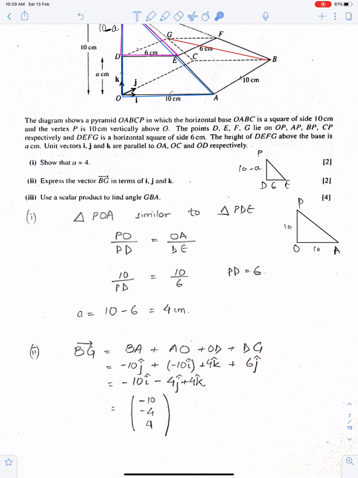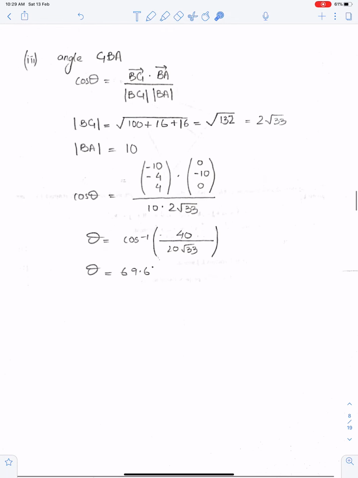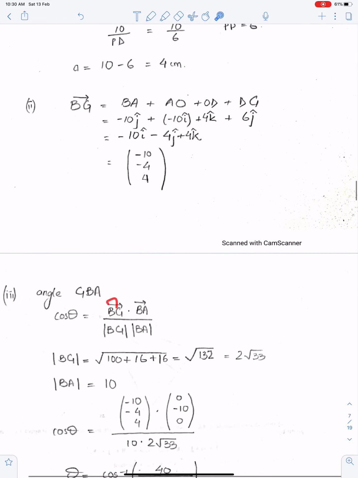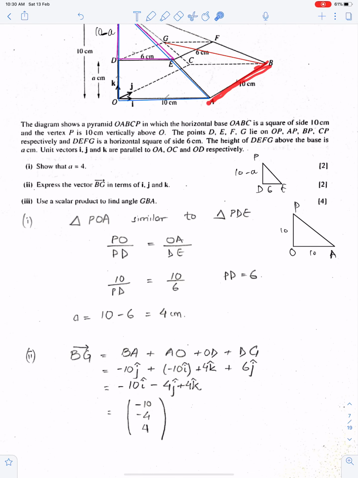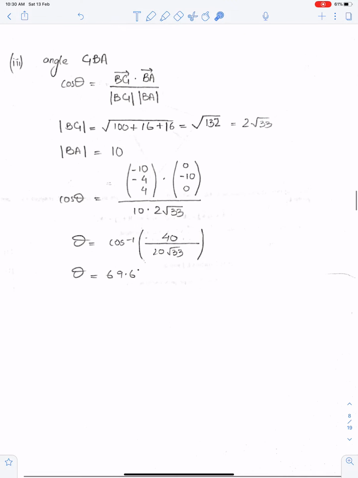Now use scalar product to find angle GBA. This is so simple. You all know how to get this angle. You need to use the dot product of BG and BA. So by using the dot product of this BG and BA, we have this formula. We all know how to get the dot product. We have both the vectors. We have BG and this is BA. It's negative 10J. In column vector form, it should be 0, minus 10 and 0. So take the dot product of these two. We have the magnitudes of these two vectors and this is the required angle.